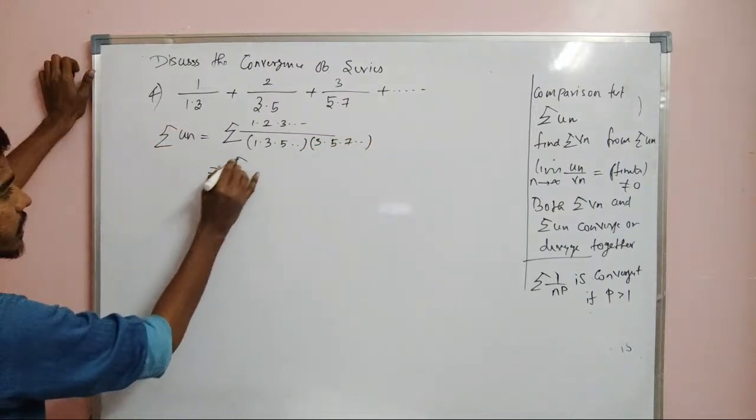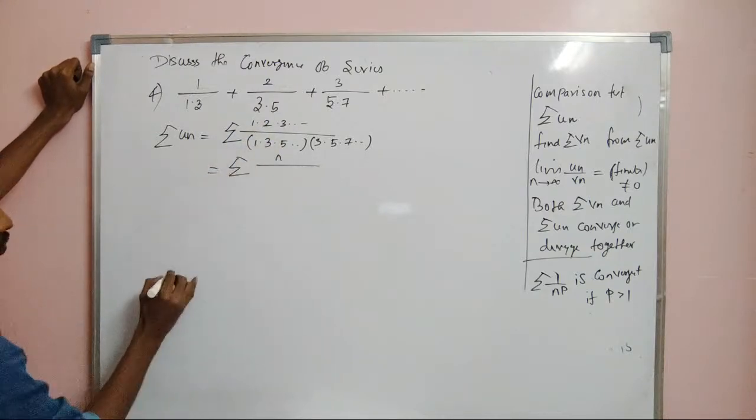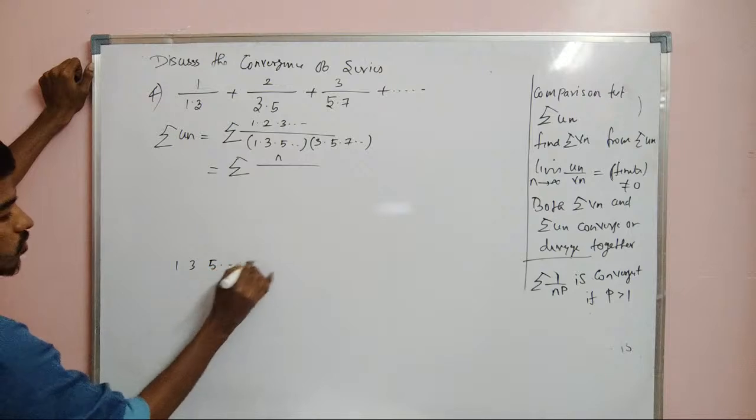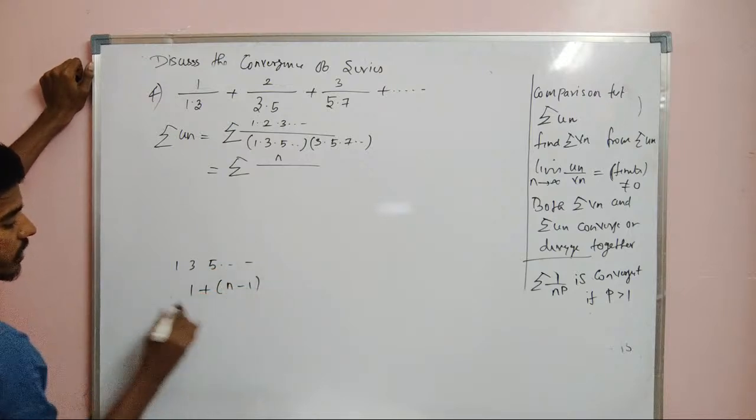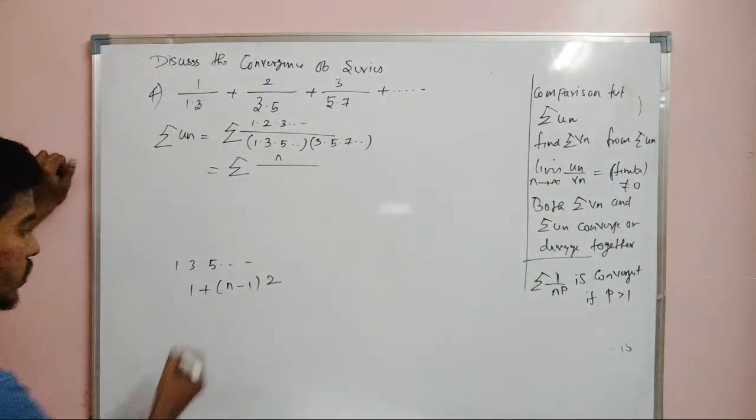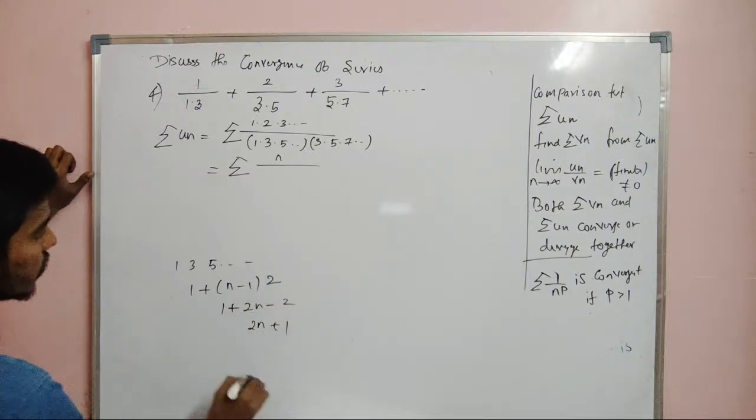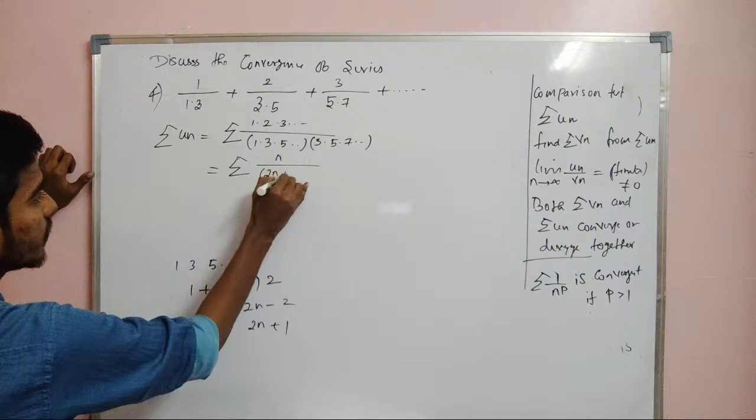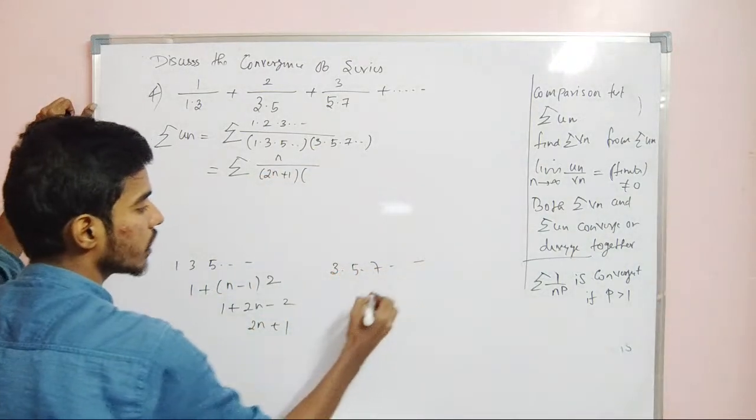So what will be my nth term? So for numerator it is nothing but n. So here 1, 3, 5 and so on. So a plus n minus 1 d. So a is 1, which is the first term, d is 2, common difference is 2. This is nothing but 1 plus 2n minus 2, which is nothing but 2n minus 1. And here we will have 3, 5, 7 and so on.